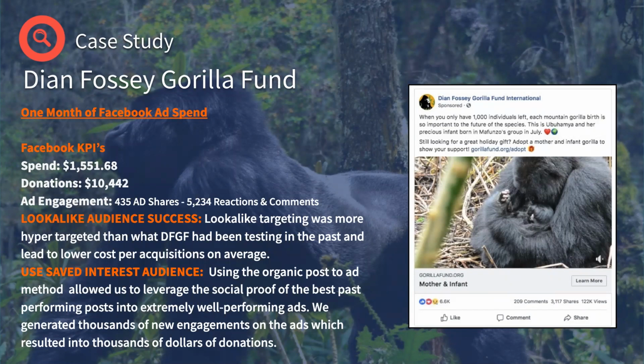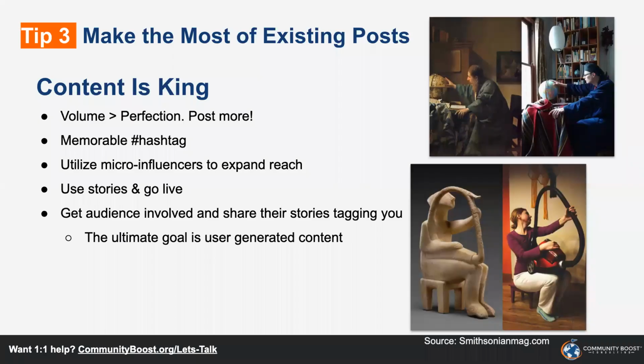So I highly recommend that you all go ahead and use the post to ad method. If you have a ton of engaging posts, you could boost it right from Facebook, or just turn it into an ad and focus on that reach, and it really should be a game changer for your Facebook campaign.